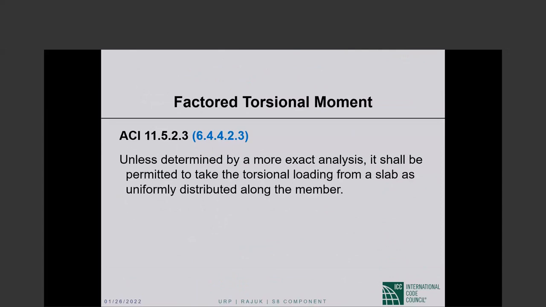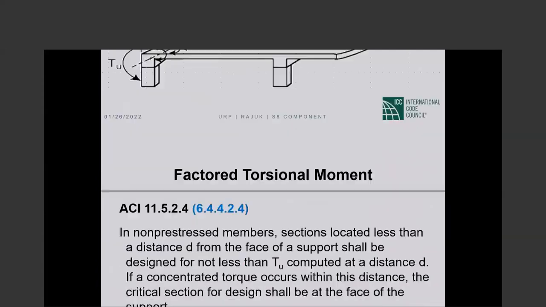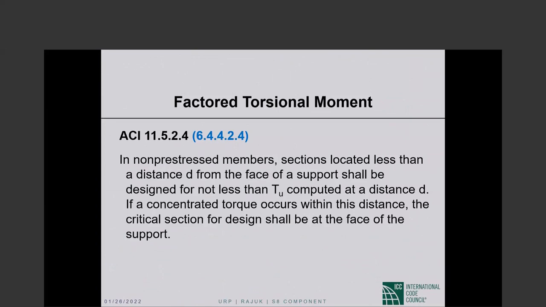Unless determined by a more exact analysis, it shall be permitted to take the torsional loading from a slab as uniformly distributed along the member. So this is the slab, the loading on which is causing torsion on the spandrel beam, as we call it, peripheral beam. If the loading on the slab is uniform, then that torsion is also considered to be uniformly distributed along the span of the spandrel. That's all that we are saying. There is no basis to assume anything else.